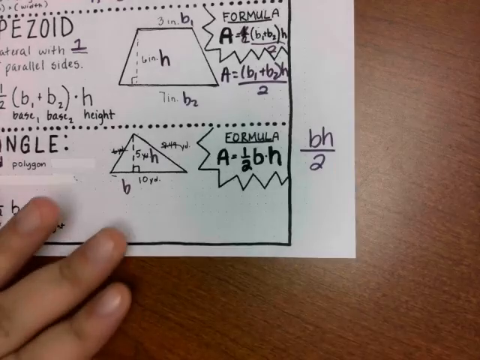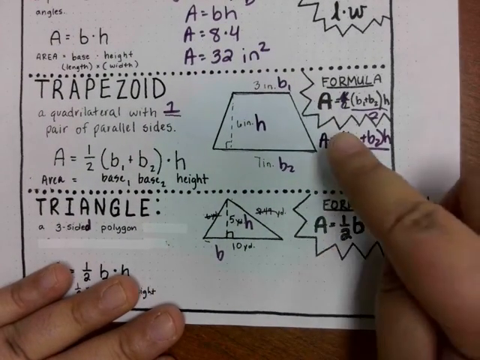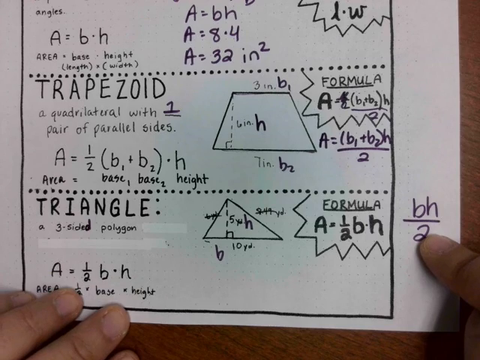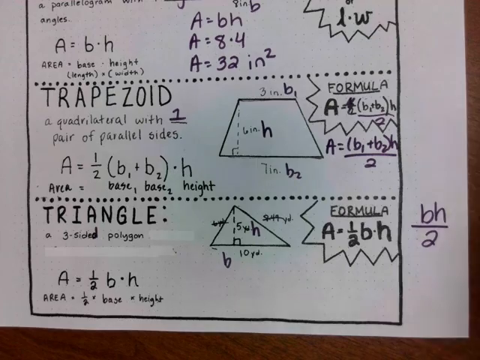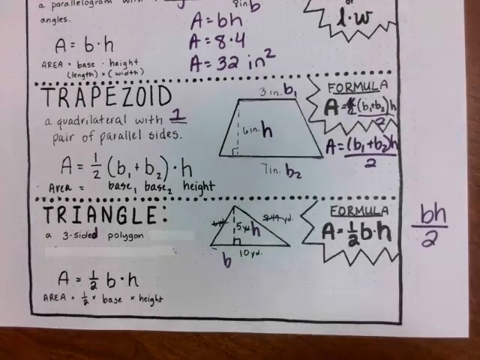Just remember, instead of multiplying by that fraction on the trapezoid and a triangle, divide by 2 instead. All right, and of course, the height is your dotted line. Your bases never touch in a trapezoid. I'm trying to think of anything else. Your base and your height are perpendicular to each other, means they form a right angle.